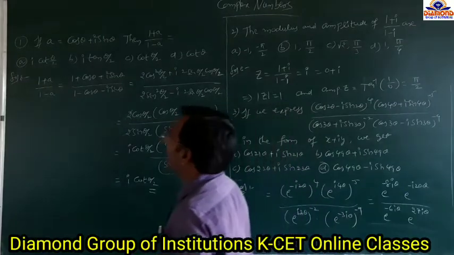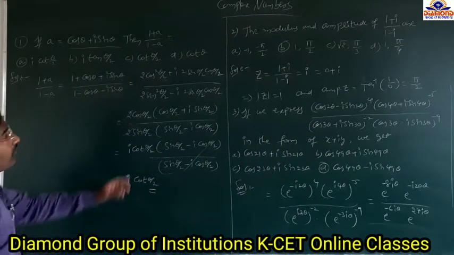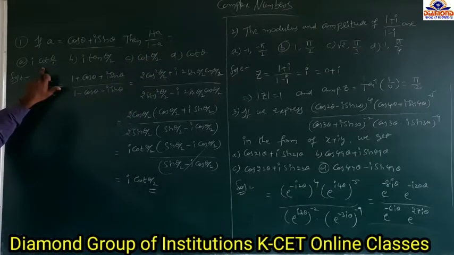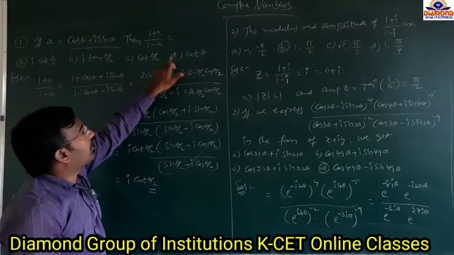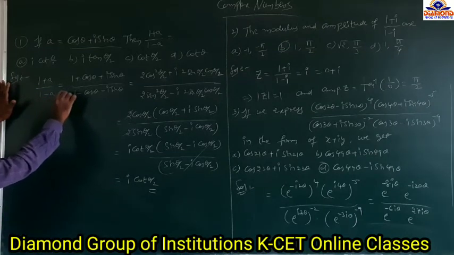So see the first question. If A equal to cos theta plus i sin theta, then (1 plus A) by (1 minus A) equal to what? Option A, i cot theta by 2. Option B, i tan theta by 2. Option C, cos theta by 2. Option D, cos theta. So (1 plus A) by (1 minus A) equal to what?